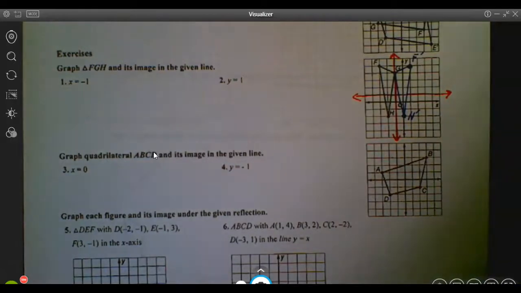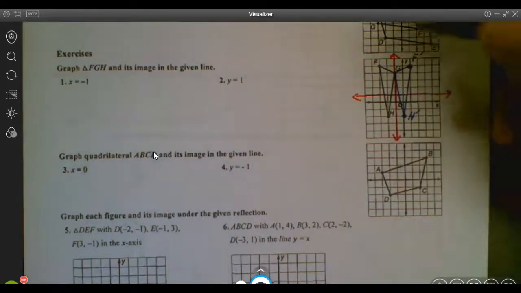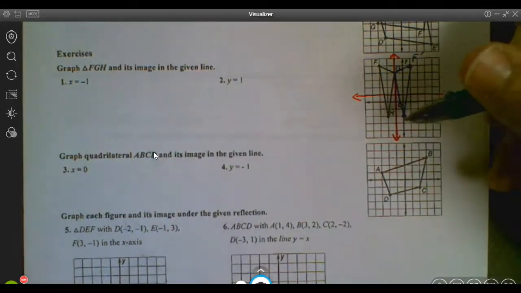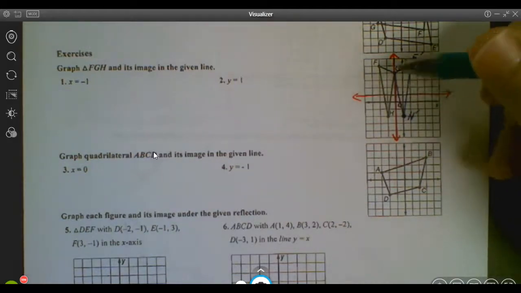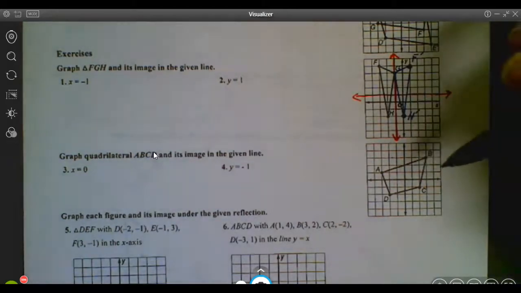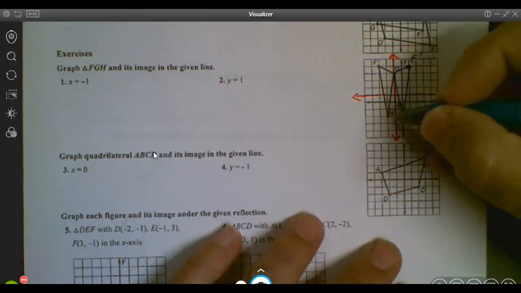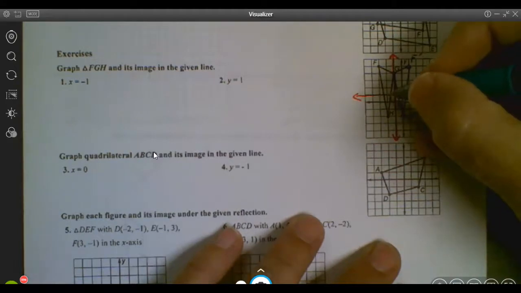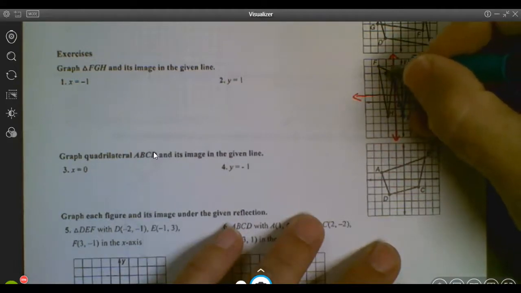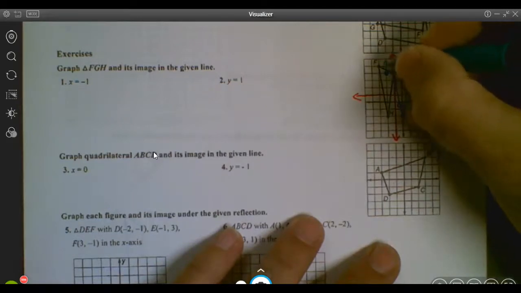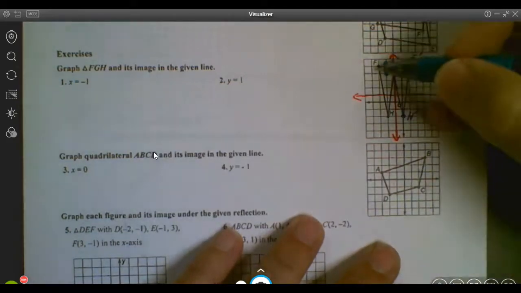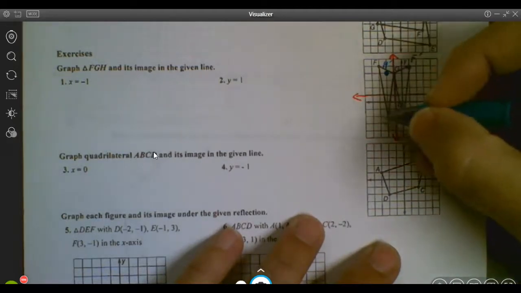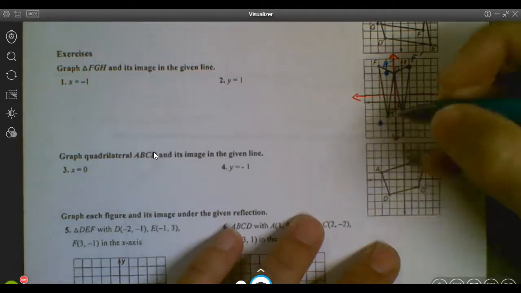So let me try to throw in, if I can, a new color so you can distinguish between what we did on problem 1 versus what we're going to do right now on problem 2. But all I'm going to do is count. Really simple. If we're just using horizontal or vertical lines, all you have to do is count the distance. So if I'm looking at point H, it was 1, 2, 3 units below that line. So H prime should be 1, 2, 3 units above that line. So my H prime is going to go right here. Point F, 1, 2, 3, 4 units above the line. 1, 2, 3, 4 units below the line should be F prime.